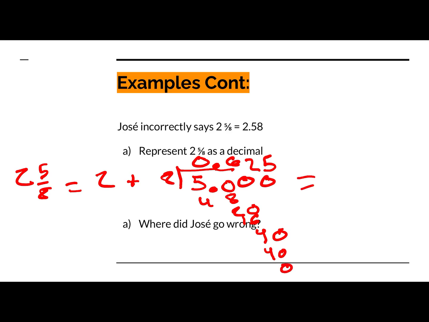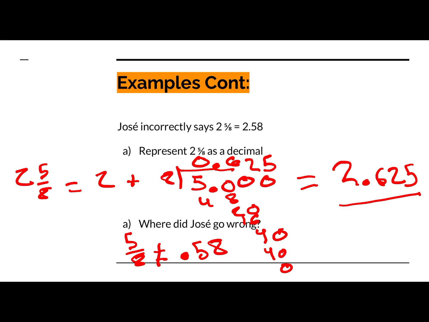So what is this equal to then? This would be equal to 2 plus 0.625, or 2.625. So that is what 2 5/8 is equal to. So where did Jose go wrong? Well, it looks like Jose simply thought that you could write the fraction part as the decimal digits right next to the whole number, but we know that is not true. So 5/8 does not equal 0.58, and that was Jose's error.